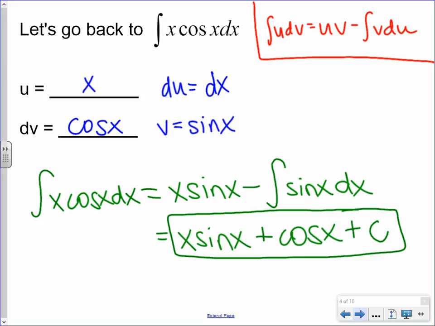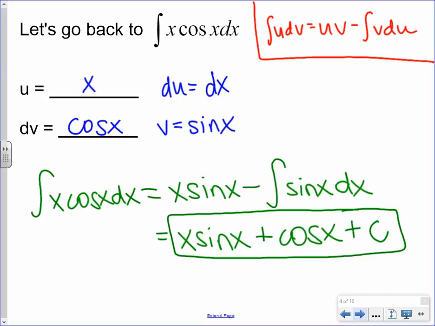That's it? So we have to practice identifying u and dv so we can make this work. Would we have found the answer if we chose u to be cosine? Would we have gotten the same answer? Yes. However, here's the deal with that, Bailey. I'm going to maybe retract my statement. If u was cosine of x and dv was x, then du is negative sine of x and v would be 1/2 x squared, right?